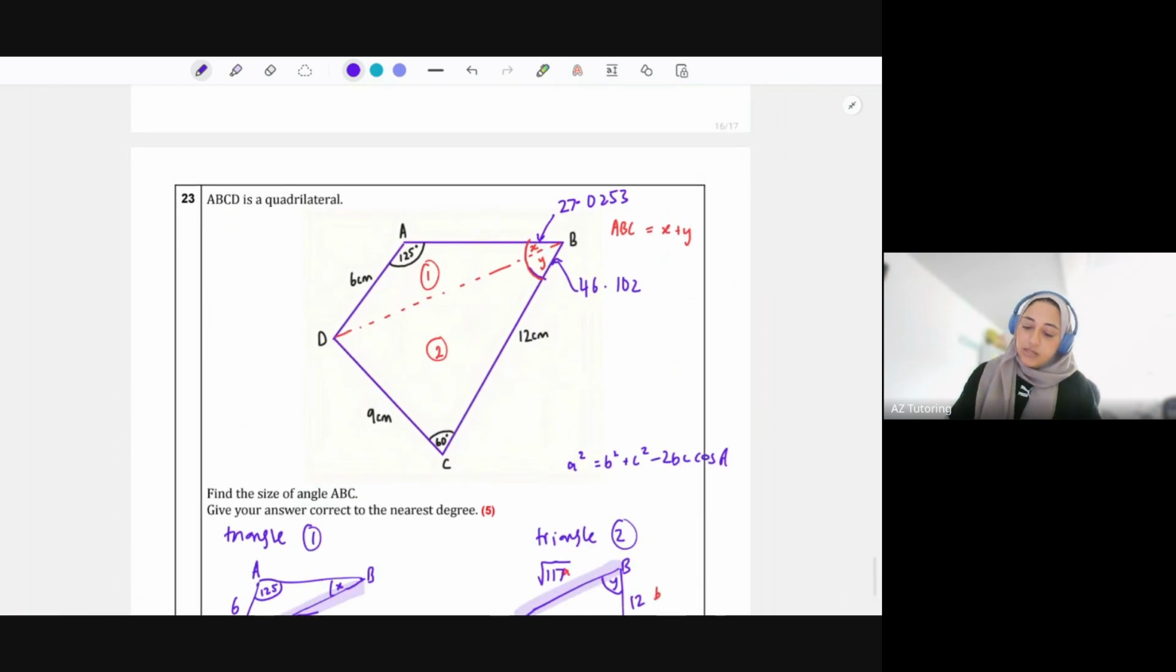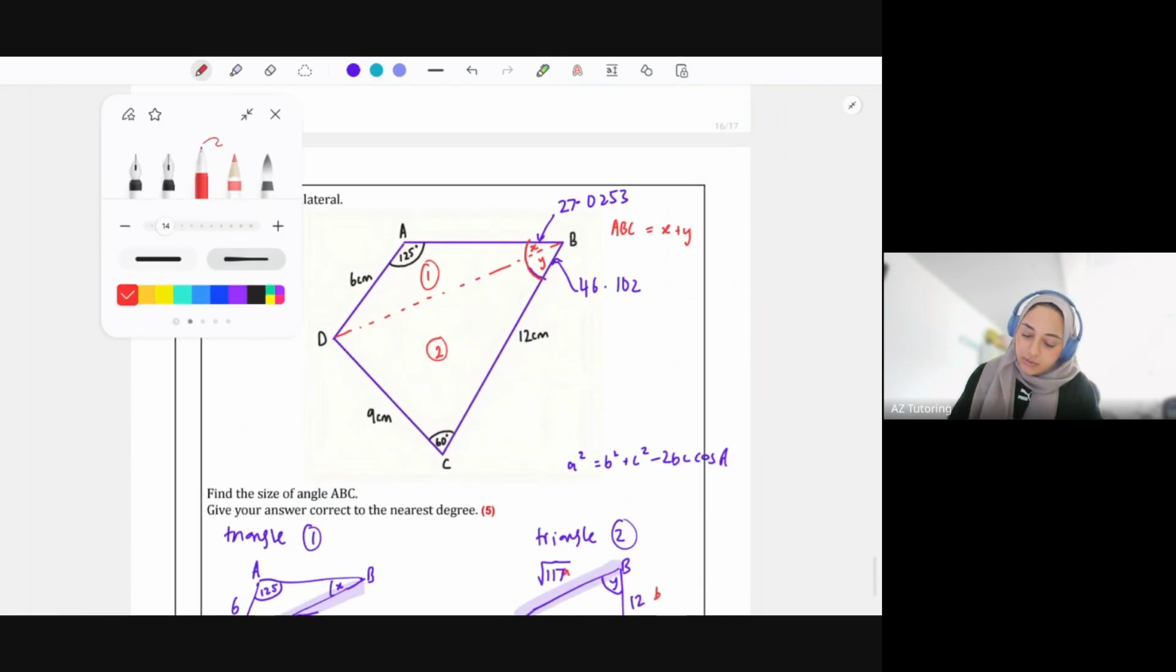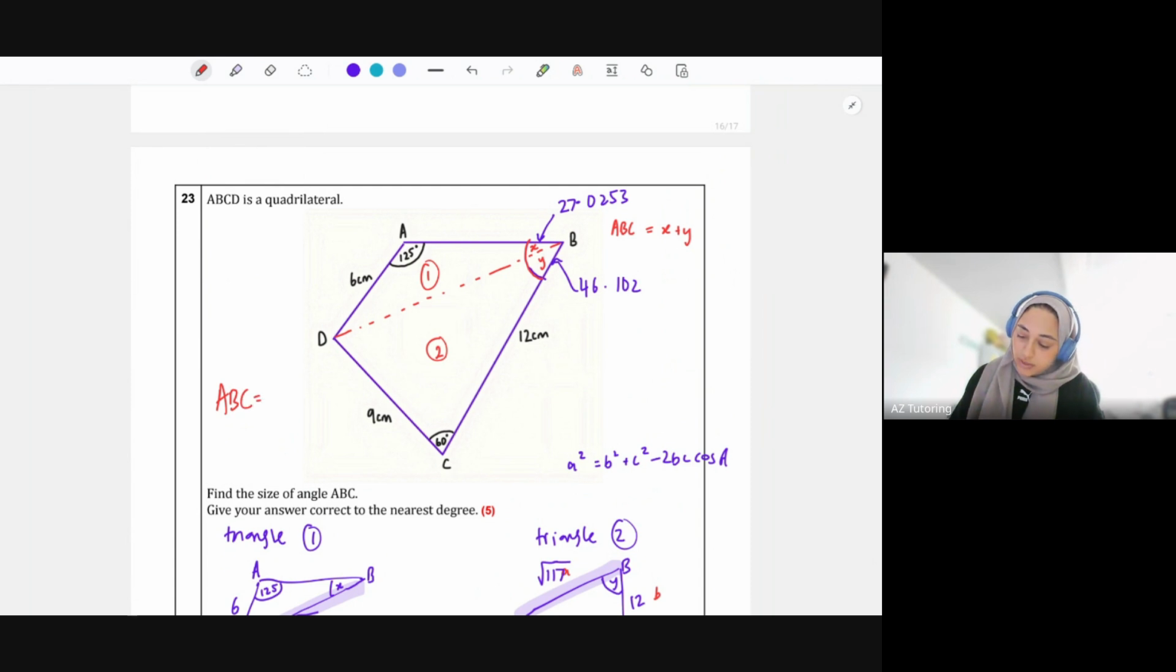So this is 46.102. So to find angle ABC, I'm just going to do the answer up here. I'm just doing x plus y. So 27.0253 add 46.102, we get 73.127. We want it to the nearest degree. Rounding that, we get 73 degrees. And that's our final answer for that one.